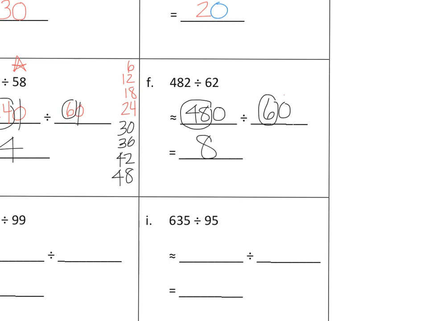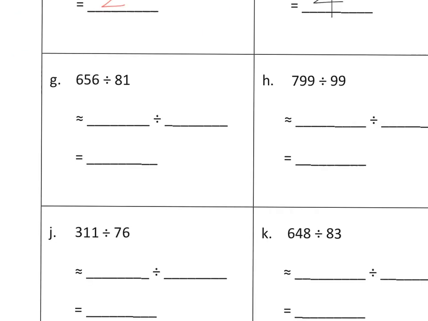And you're crossing off your 0 and 60 and your 0 and 480. So the answer is about 8. Let's come over to G. Let's round our divisor 81 and let's round it to 80 and use our basic math fact of 8.